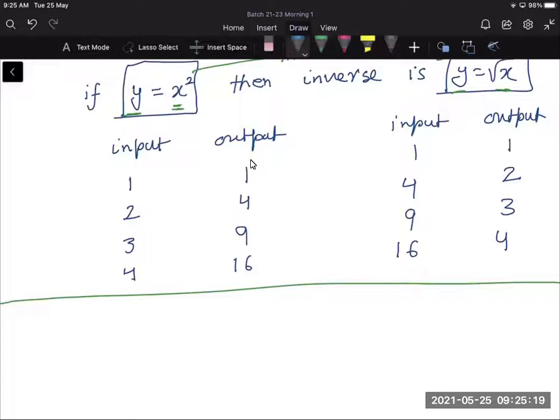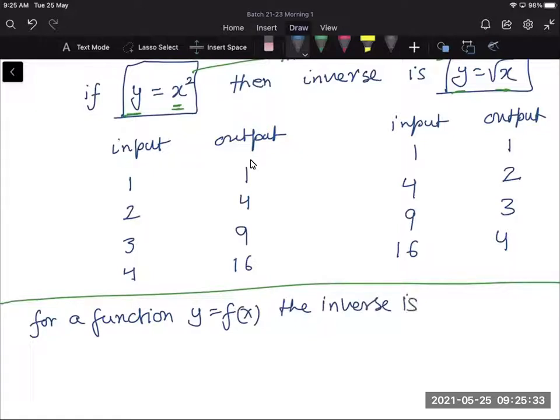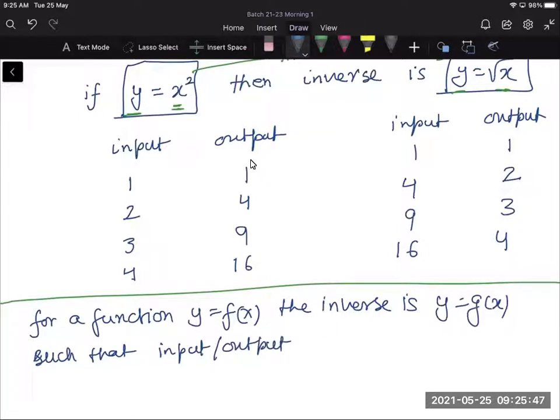So I will write that down. For a function y is equal to f(x), the inverse is y is equal to g(x), such that the input output table is reversed. That's it.